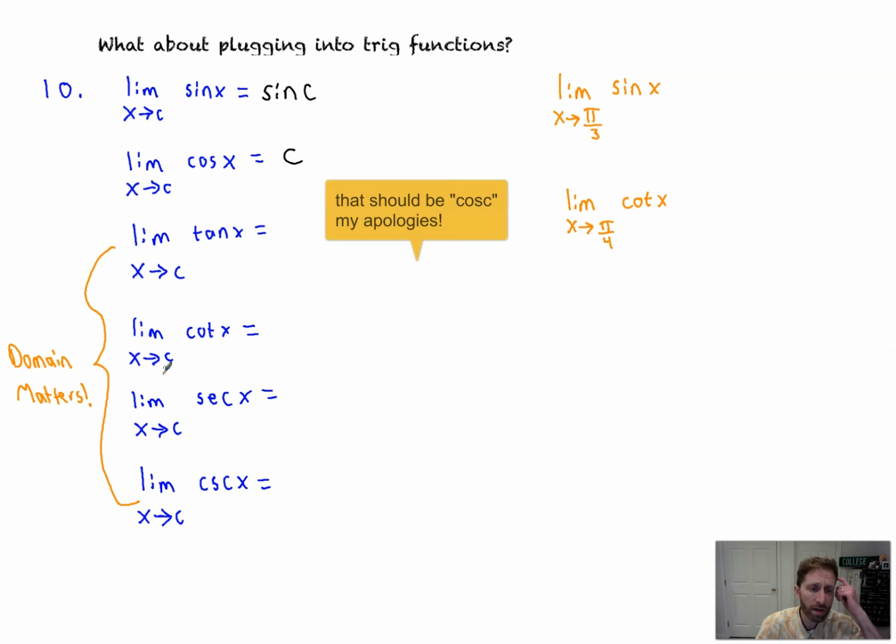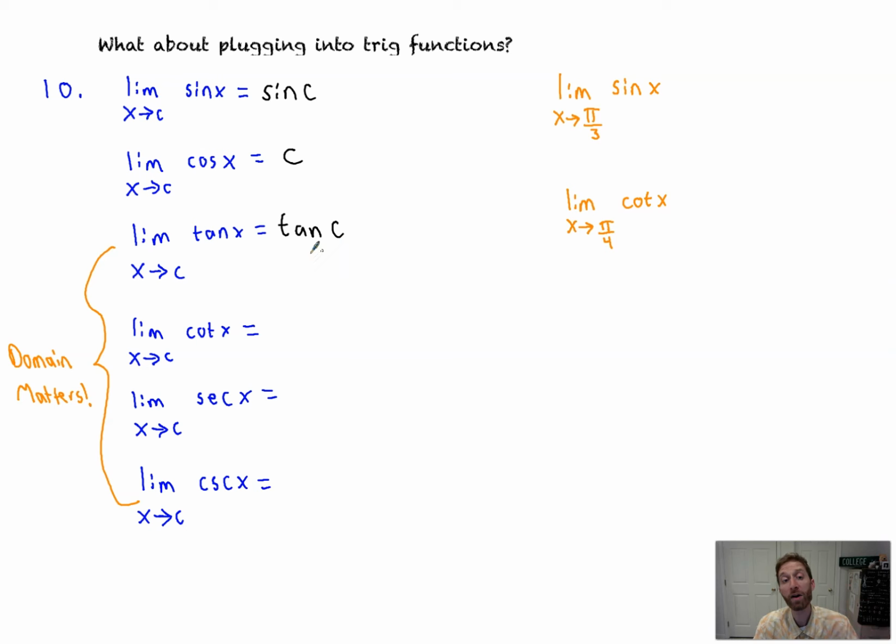As long as all of these c values are within the domains, the proper x values that give you points on tangent, cotangent, secant, and cosecant, the same thing goes with these trig functions. You can plug in c. So if it was a number like, let's say, pi over 2, which is not in the domain of tangent of x, we could not use this property. The limit as x goes to c of cotangent x is cotangent of c. The limit as x goes to c of secant x is secant of c, which is kind of confusing. Anyway, cosecant of x, the limit as x goes to c of it, is cosecant of c.